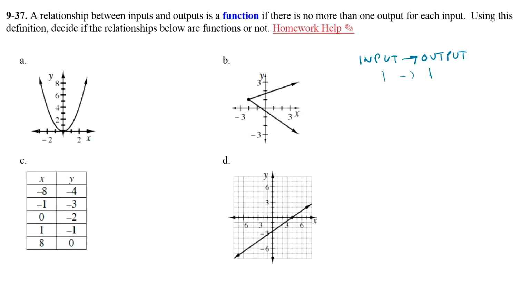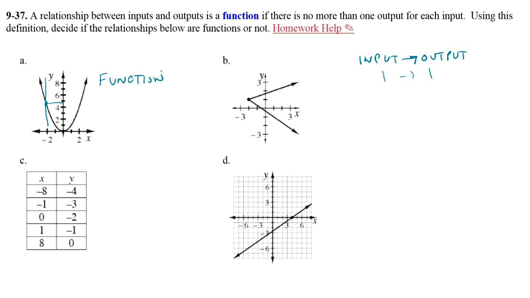So now when I look at A, one of the ways we can check for a function is to do the vertical line test. So for one value of x, we get one value of y. And clearly, this is going to pass that vertical line test, and so this is going to be a function.